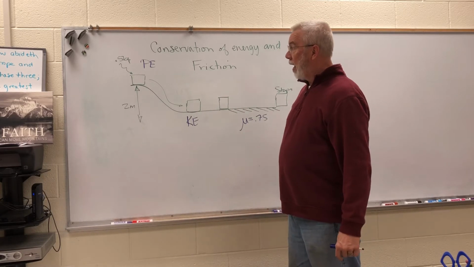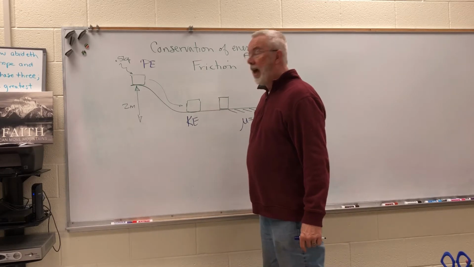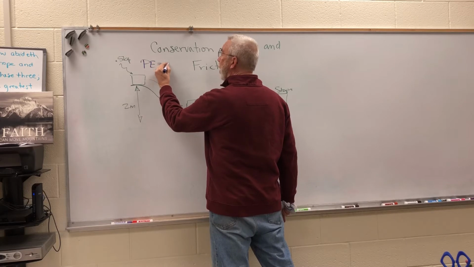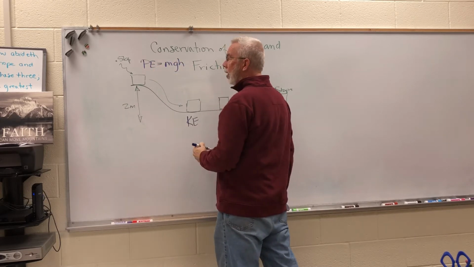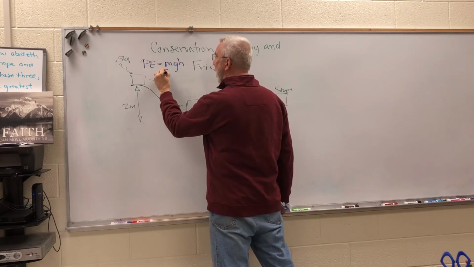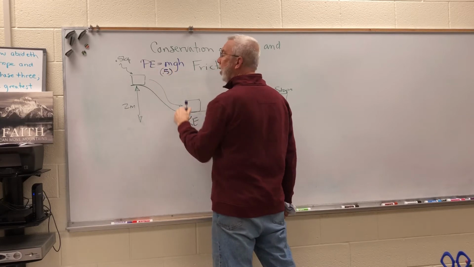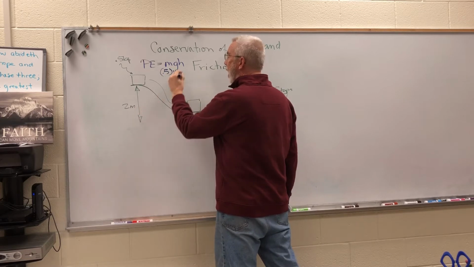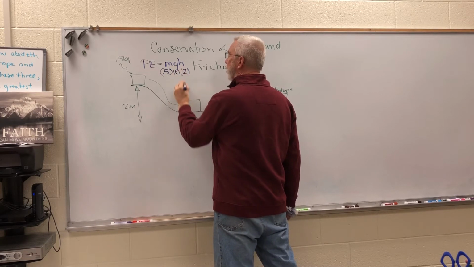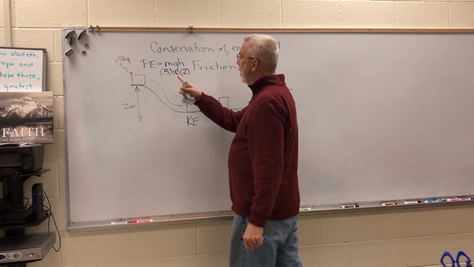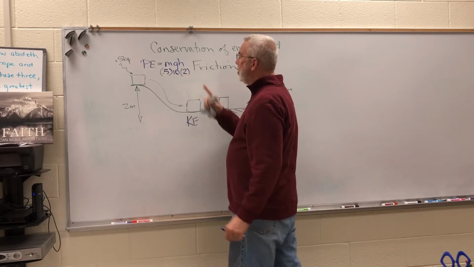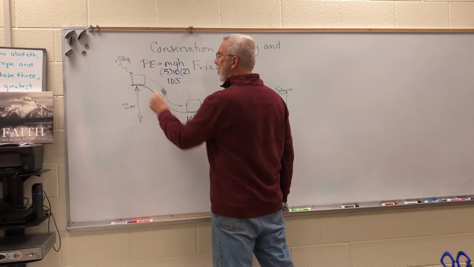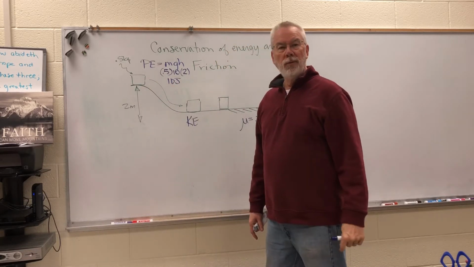So let's start out by solving for the potential energy at the top of the hill, and that's going to be equal to mgh. Well, the mass is 0.5, and g, which is the acceleration of gravity, is 10, and the height is 2. So you've got 0.5 times 10, which is 5, times 2, which is 10. So you've got a total of 10 joules of energy at the top of the hill.